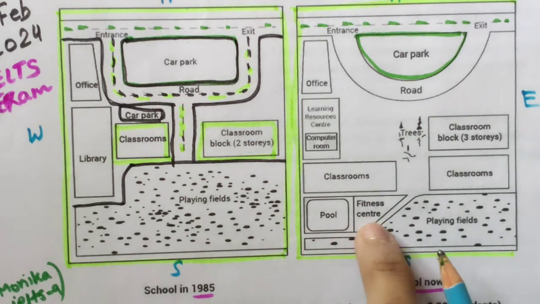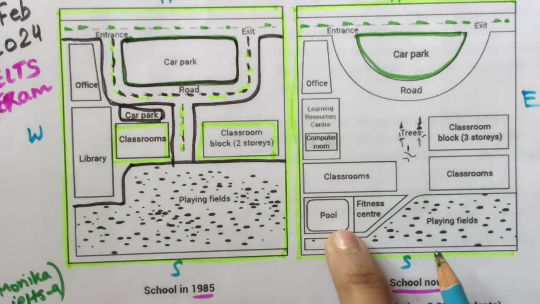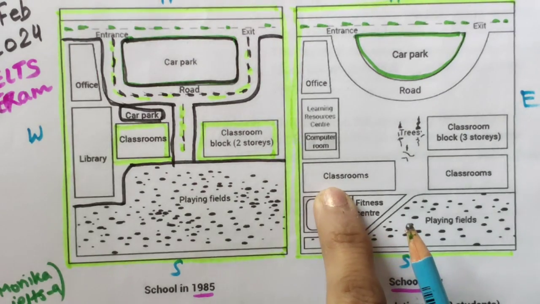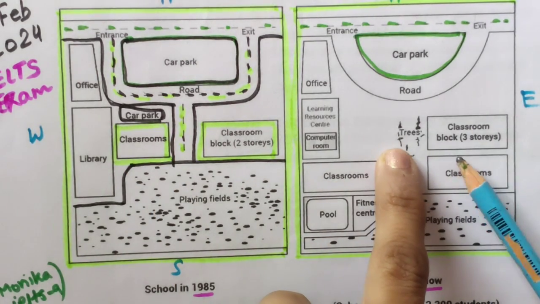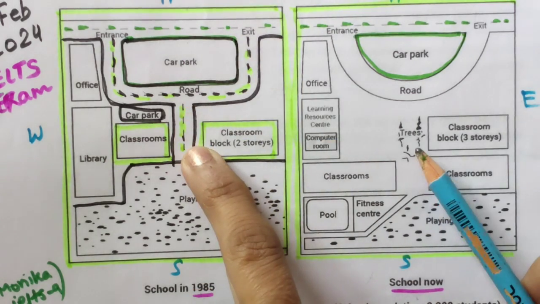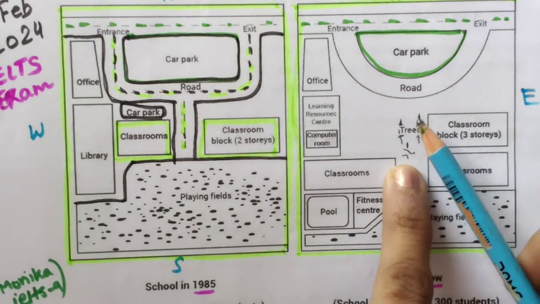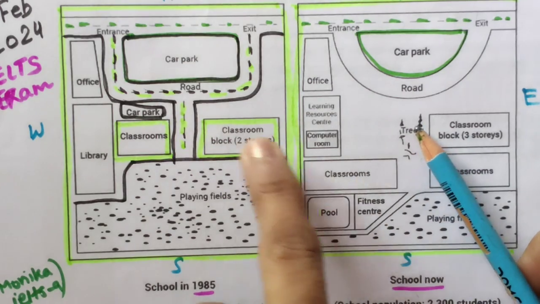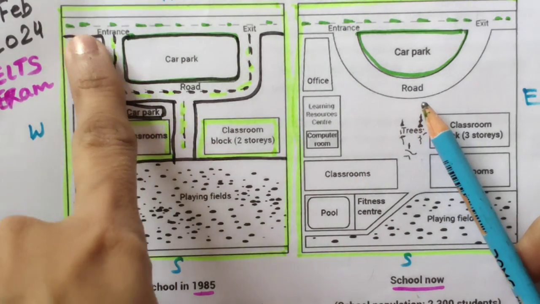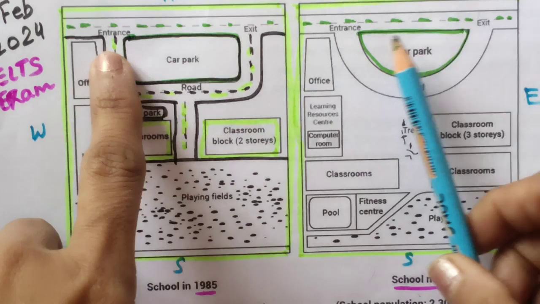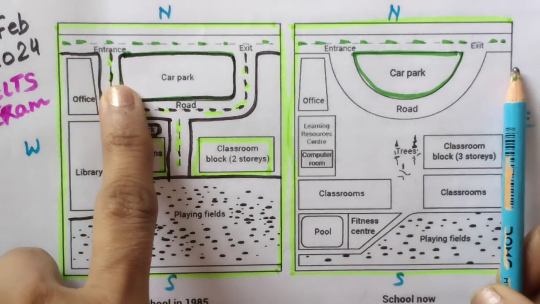This outline is also there, it means this may be an indoor swimming pool, and the classrooms from here to here they have shifted, and I can see some trees also. Instead of some road, they have planted some trees to add to the beauty of this complex. And what about this? The entrance and exit gates are the same, you can see this.